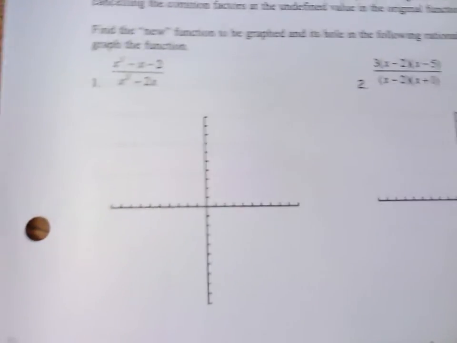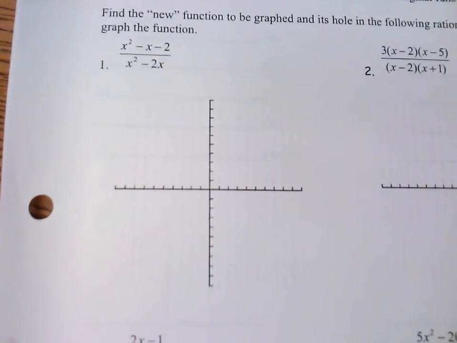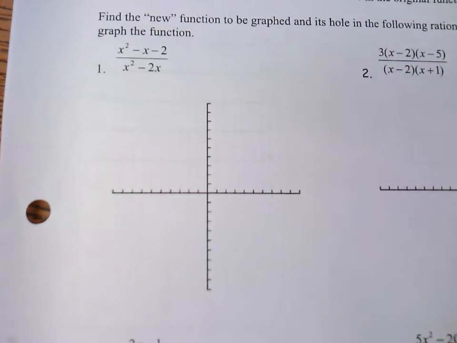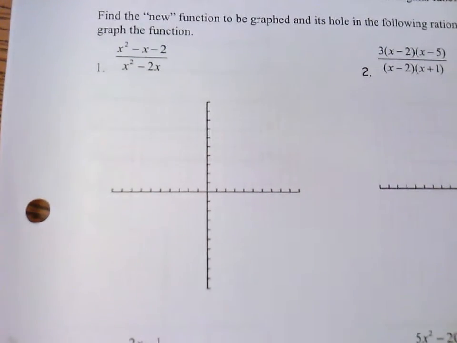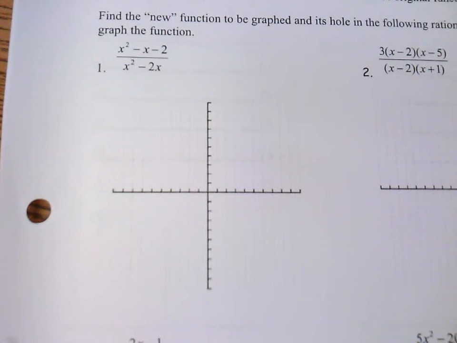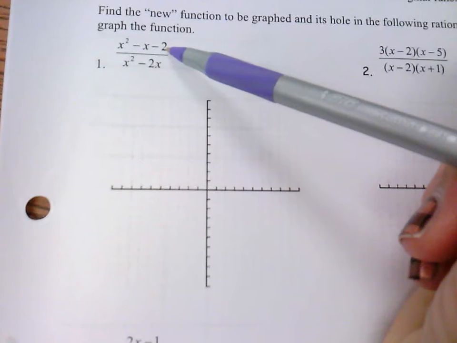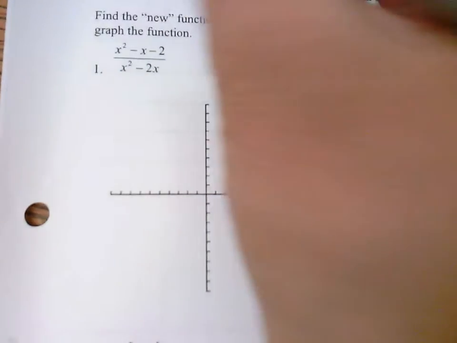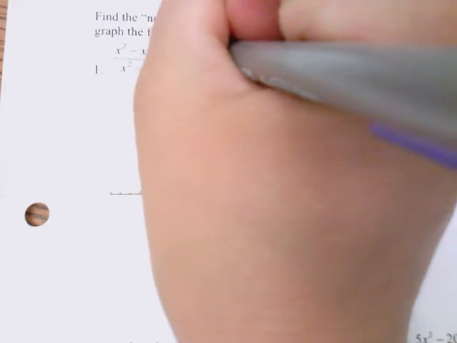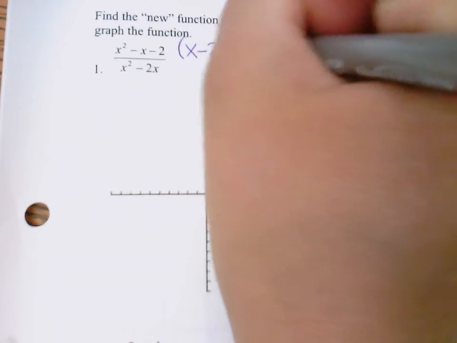So here's my first function. Before you start doing all your work over there, you want to check if you can simplify the function any more than it already is. So you're going to have to factor the numerator. I'm looking for the factors of -2 that add up to -1. So it'd be x minus 2 times x plus 1.